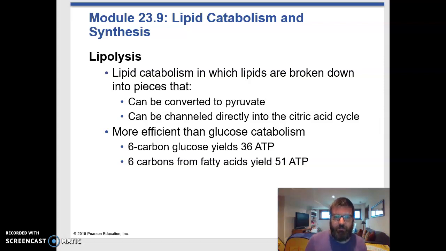Well, we've talked about how lipids store energy very effectively. But how do we burn them? Well, it's not that difficult. Once you understand how glucose is metabolized, right? Glycolysis and the citric acid cycle and the electron transport chain, lipids can jump right in there essentially.